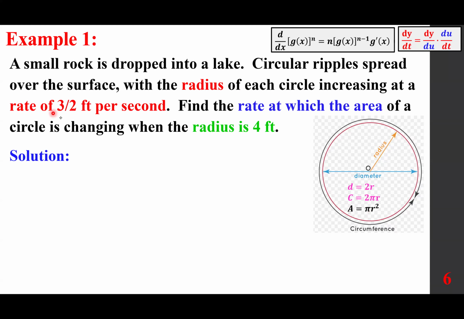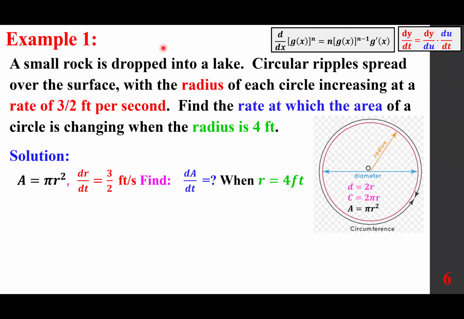The radius is increasing at the rate of 3/2 feet per second. That means dr/dt is 3/2 feet per second. What are we looking for? The rate at which the area, dA/dt, is changing. At what point? When r is 4 feet. So this entire word problem, application problem, is translated into symbolic mathematical symbols in this format. So all you have to do is differentiate this.